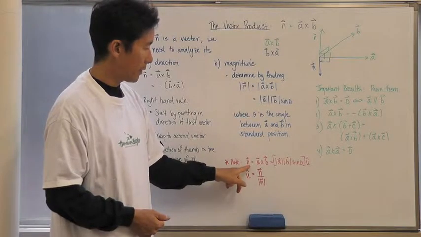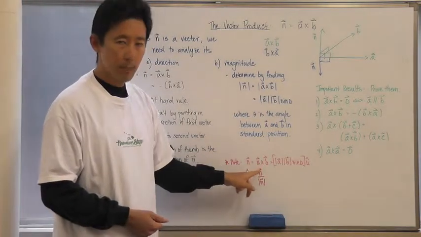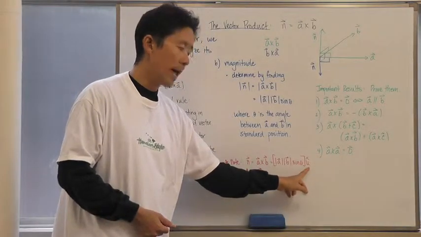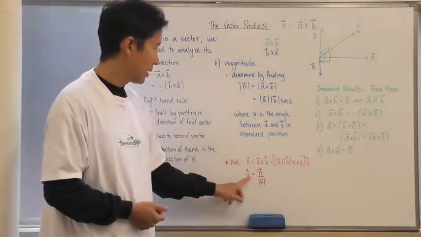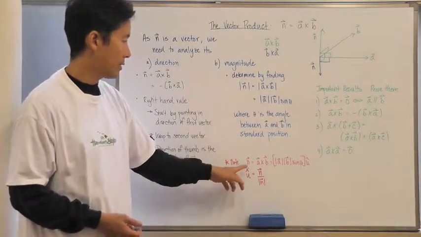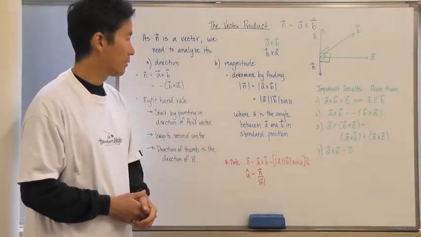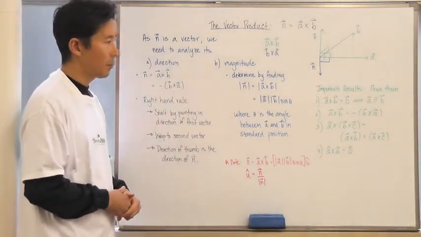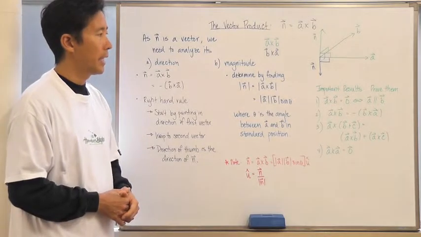I say that the normal vector is going to be the cross product of A and B. Here's the magnitude of that normal vector, times u hat. Now what is u hat? u hat is the same thing as the unit vector in the direction of n, and you have the geometric interpretation of n.